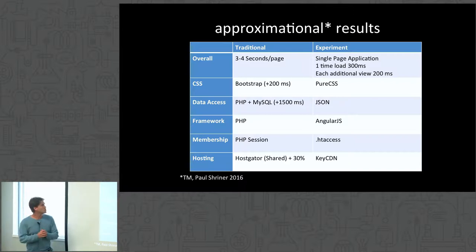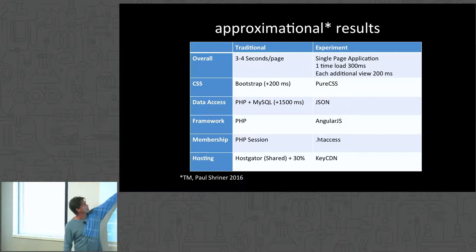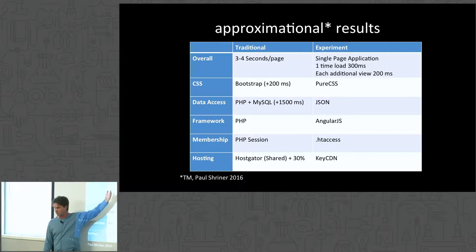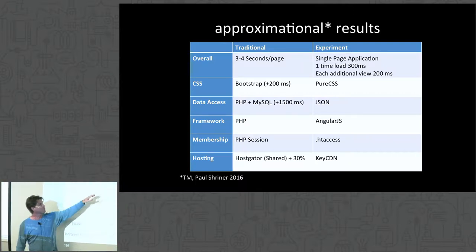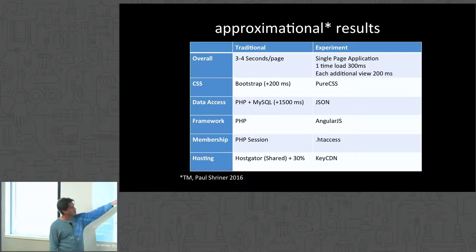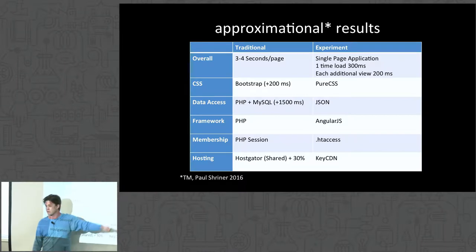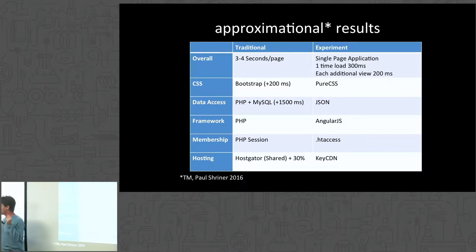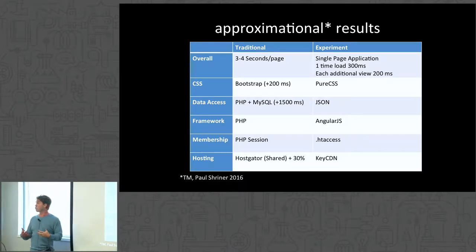I thought this was kind of an interesting outcome, right? The initial plan was 3 to 4 seconds per page, maybe average, maybe not, doesn't matter. So the experiment was, how can we get this down? The page load time is now 300 milliseconds. Each additional view is less than 200 milliseconds. So, I mean, it's almost instantaneous, especially via the web.